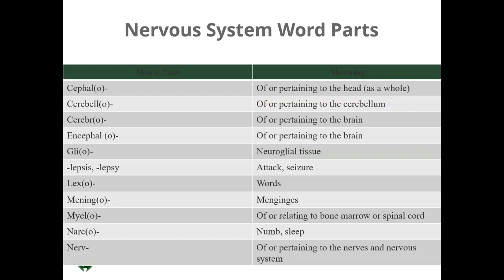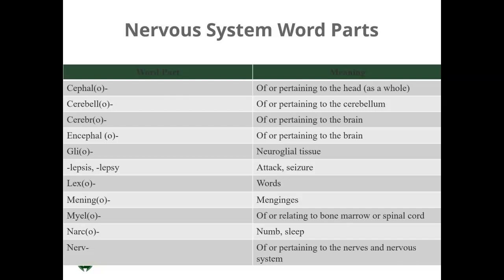All right, some word parts that you're going to come in contact with when it comes to the nervous system. The first one is cephalo. That is pertaining to the head as a whole. Cerebello is pertaining to the cerebellum. Cerebro is pertaining just to the brain, as well as encephalo is pertaining to the brain. Glio is nerve tissue. The suffix lepsis or lepsia is referring to an attack or a seizure.